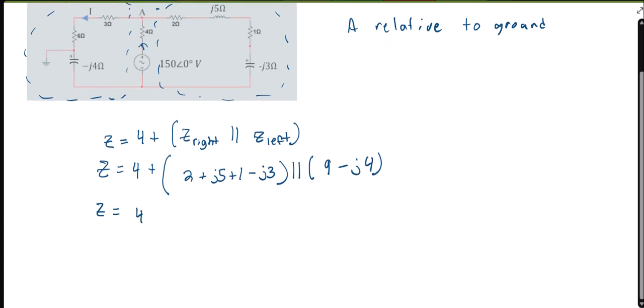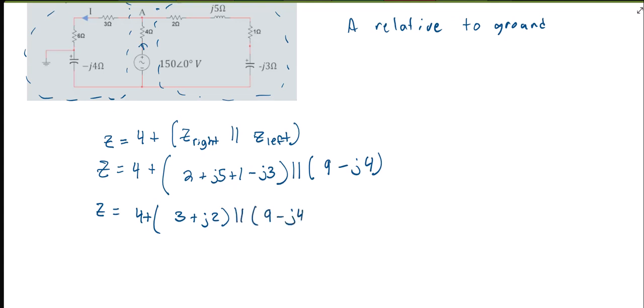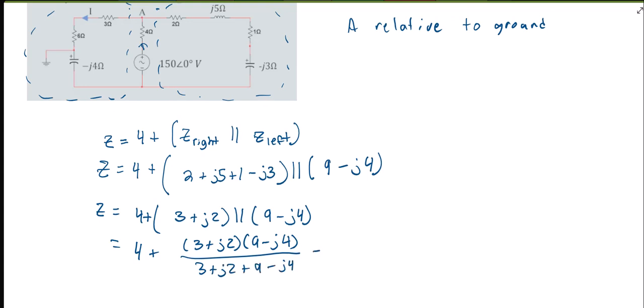And so Z total is 4 plus 3 plus J2 in parallel with 9 minus J4, or 4 plus (3 plus J2) times (9 minus J4) over (3 plus J2 plus 9 minus J4). Which I did somewhere, but I can't find it.